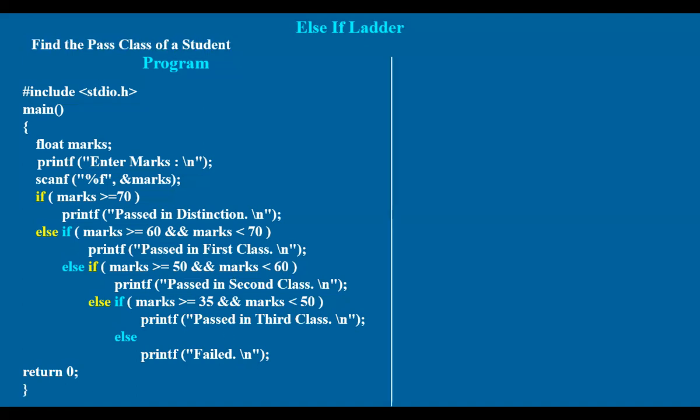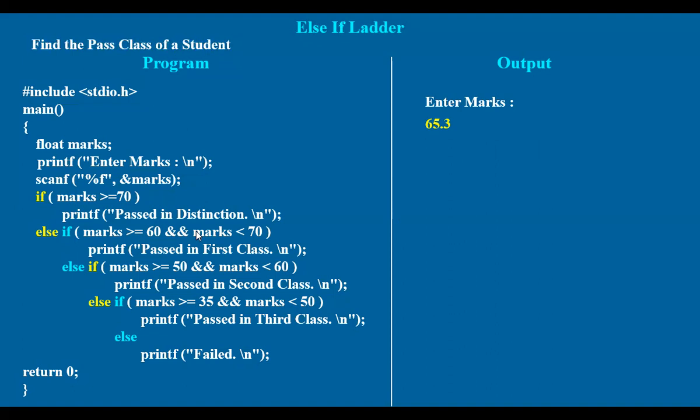Now let us compile and execute this and see the output. It is asking for the marks. Enter some marks, 88. Passed in distinction. This first condition itself is satisfying, right? Another value, 74.5. Again, this is satisfying, passed in distinction, fine. Now, let's give another one, 65.3. So this is not passed. This is false, so it comes here.